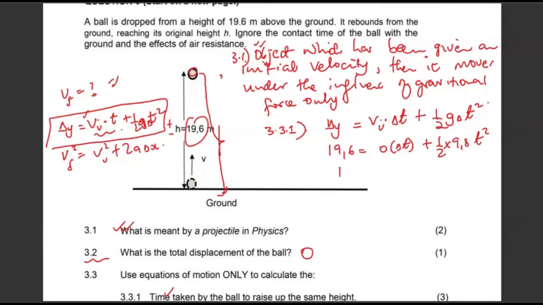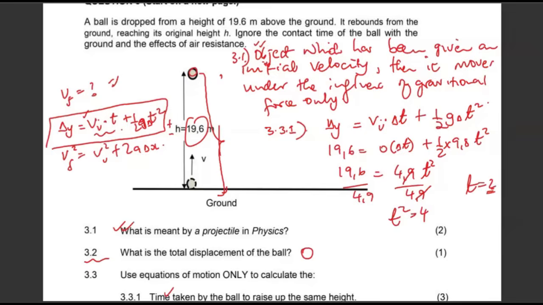Okay, this is 19.6. Half of 9.8 is 4.9 t squared. Divide both sides by 4.9. When I do that, what do we end up with? From my calculator, 19.6 divided by 4.9 gives me a 4. And then take square roots, meaning that t is going to be 2.